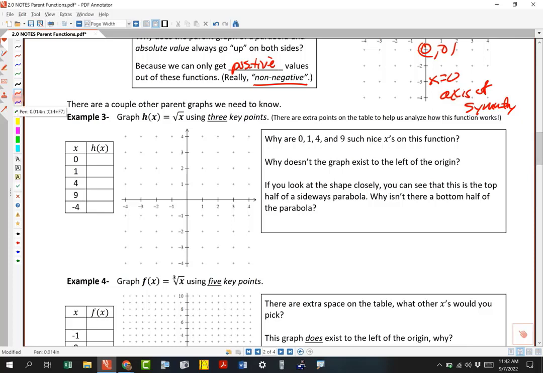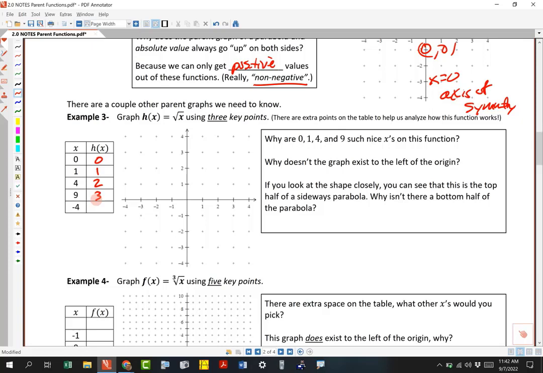Okay, the next one we're going to graph is a square root. So we've talked about square roots. We're going to do cube roots next. They actually have a shape when we graph those. So here's the shape. If you plug a 0 into this, what's the square root of 0? 0. What's the square root of 1? 1. Square root of 4? 2. Square root of 9? 3.